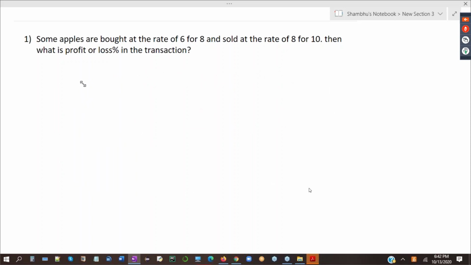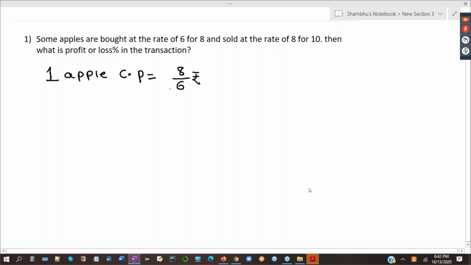So as I have to decide whether there is profit or loss, I must know what one item's CP is and what one item's SP is. So I will calculate one apple's cost price. One apple's cost price is 8 divided by 6 rupees. Like if I tell you 2 pens' price is 10 rupees, then 1 pen's price is 10 by 2. This is what I have done. 6 apples' price is 8 rupees, so one apple's price will be 8 by 6.